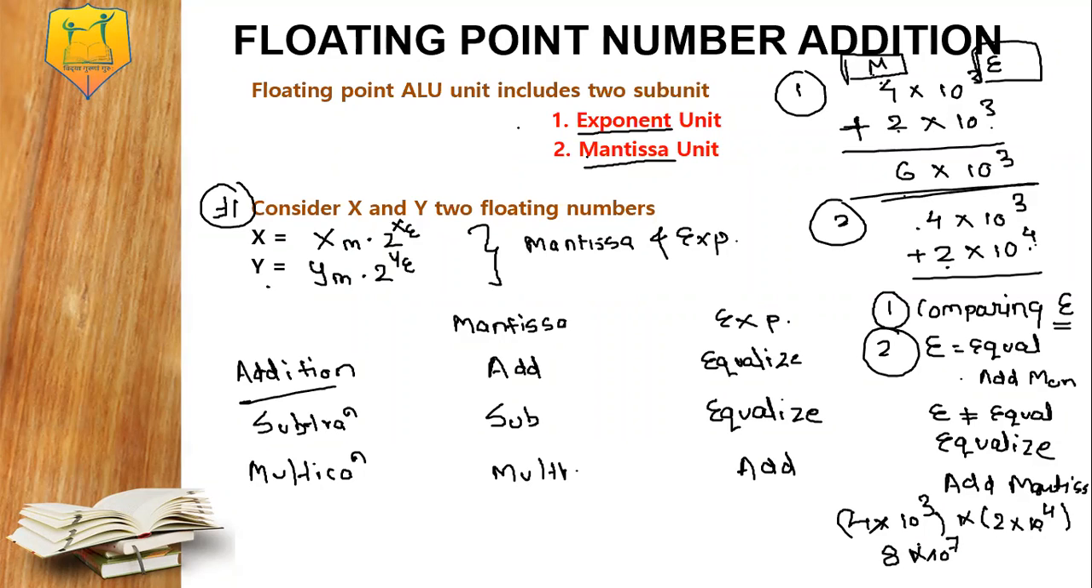Why? Because base is common, so powers ki kya hoti hai? Addition hoti hai. So powers matlab exponent. Exponent ka kya hua? Addition ho gaya. And in the division, agar main floating point ke division kar rahi hu, to simple hai, mantissa mere divide hi honge, division hi operation hoga, but exponents kya honge? Exponents subtract honge. Okay, so these are the four operations. These are the four basic operations which we can do.